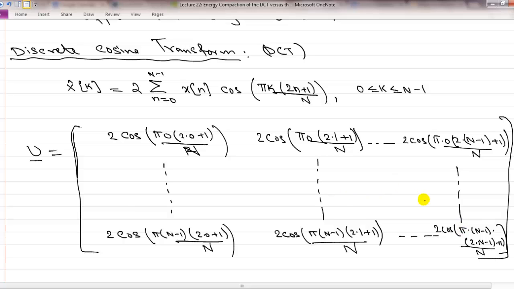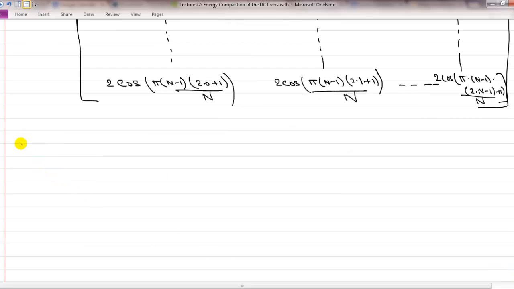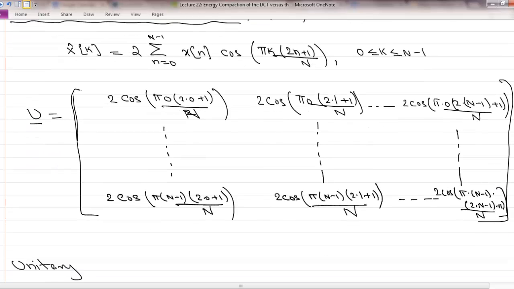So for the DCT, a better option is to work with the orthonormal transform. You can make it unitary by dividing each column by its norm. Making this U orthonormal simply means that the energy in each signal is 1 and the inner product of the different columns is equal to 0, unless you are taking the inner product of the column with itself.